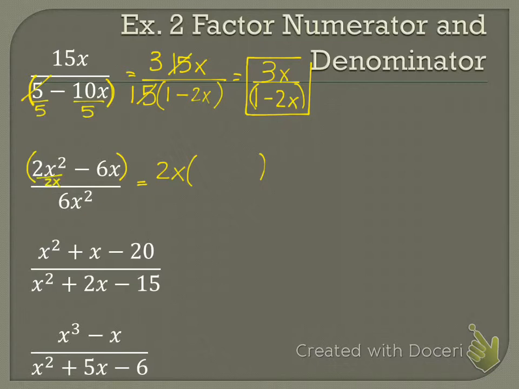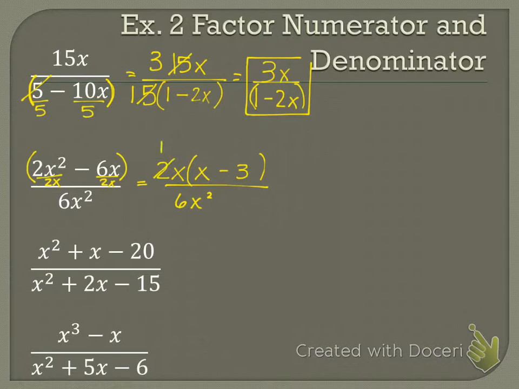So I'm going to divide each of these terms by 2x. Again, you can find that GCF by doing that chart that I showed you how to do on the last one. 2x squared divided by 2x is x, or 1x. Negative 6x divided by 2x is negative 3, over 6x squared.